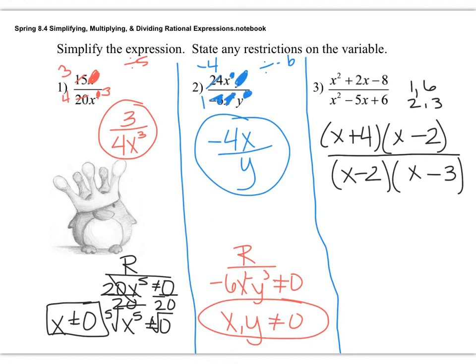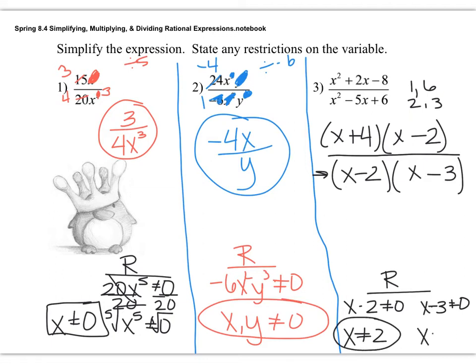Step 2 says restrictions, so let's not forget those. So restrictions, that is where I would set each part on the denominator, only the denominator, not equal to 0. And then I would solve. So x cannot equal 2, and x cannot equal 3. All right, those are restrictions. Again, when I get to section 8.6 and solving, that's going to help me out tremendously.